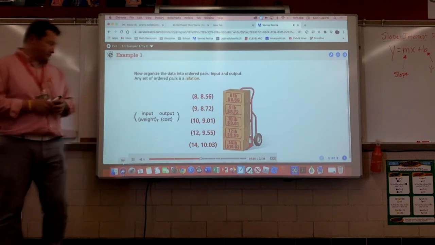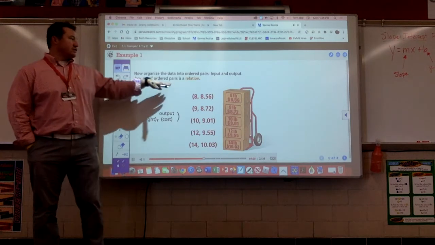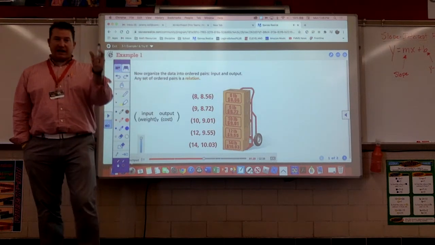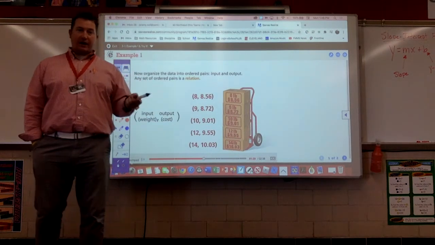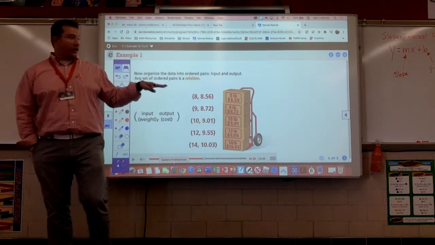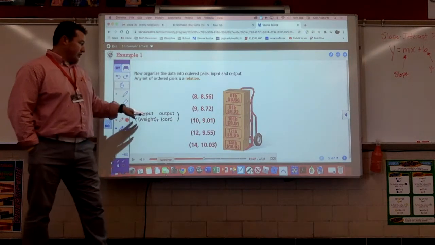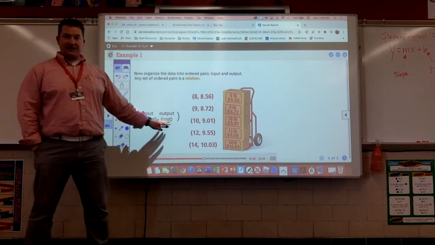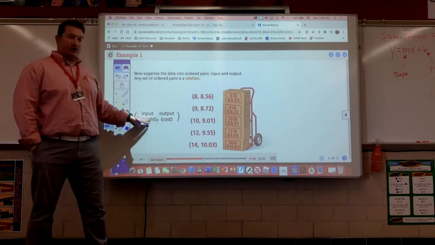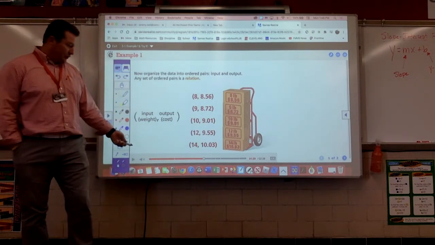Wow. Any set of ordered pairs, like the 5 we have here, is called a relation. There you go. So there's one of our new words, relation. It is just a group of ordered pairs. In this case, we had 5 ordered pairs. They make up what is called, this new word, a relation. Okay? Remember, an ordered pair is just an X value with a Y value. We will also call our X values inputs and our Y values outputs.